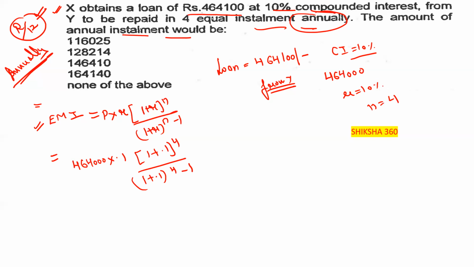So here we have to calculate 4,64,000 into 0.1. It comes out to basically 4,64,000 into 1.1 power 4, which is 1.4641, upon 0.4641. Clear? So this is 1.4641 minus 1. Now we have to solve this: 1.4641 into 4,64,000 divided by 0.4641. So it comes out to basically 1,46,378 rupees. Clear?